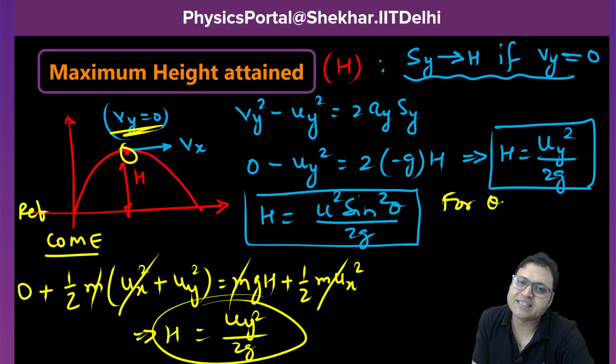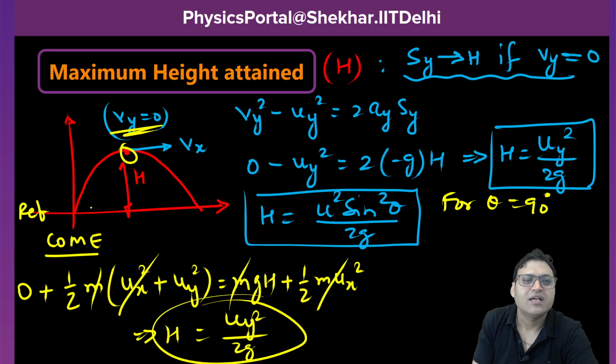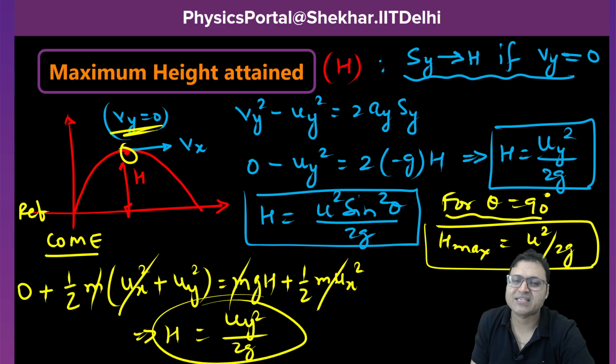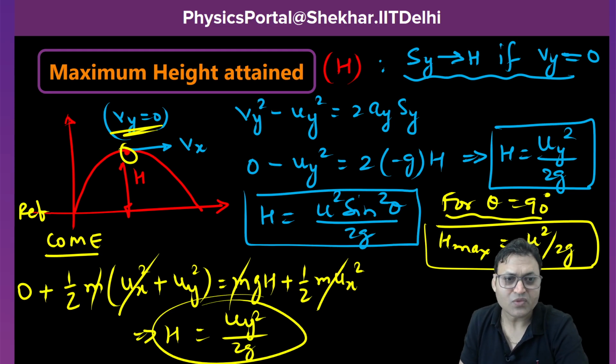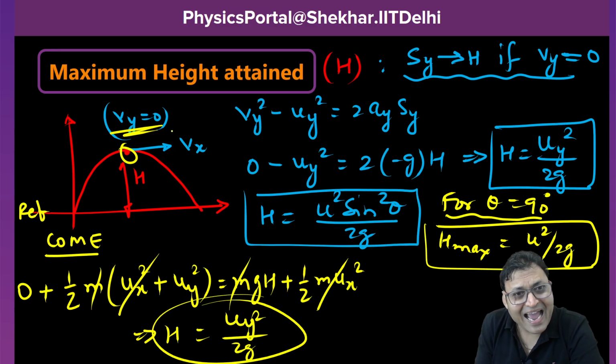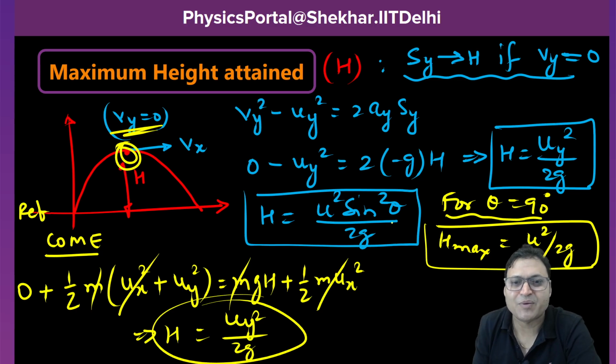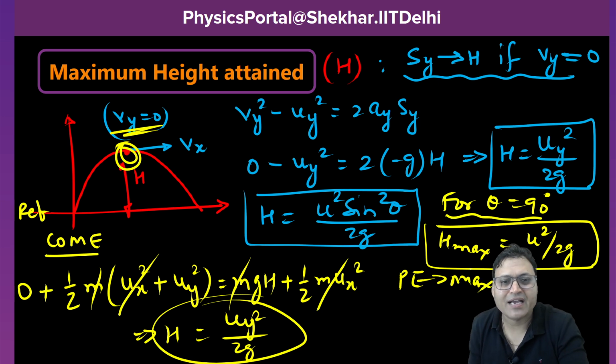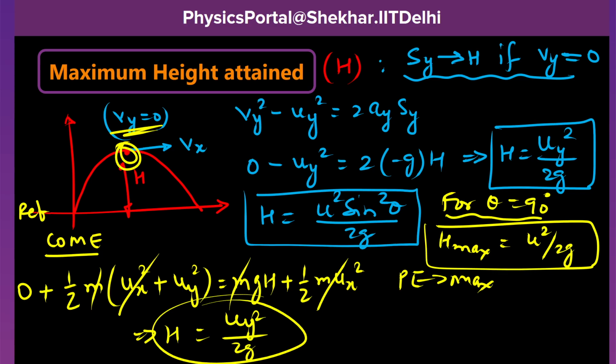So for theta equal to 90 degrees, if we throw the particle in the upward direction, then h will be maximum, that is u square by 2g. Because the kinetic energy is minimum, or we can say potential energy is maximum at a height h. At a height h, potential energy is maximum. So when the potential energy is maximum, kinetic energy will be minimum.